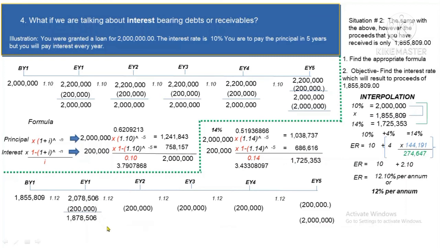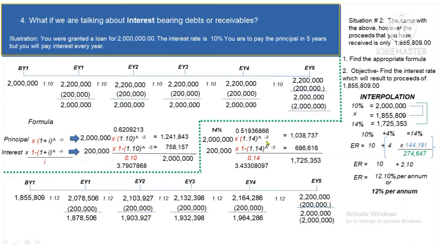1,878,506 times 1.12, you have 2,103,927 minus 200,000, you have 1,903,927 times 1.12, you have 2,132,398 minus 200,000, you have 1,932,398 times 1.12 again, you have 2,164,286 minus 200,000, you have 1,964,286 times 1.12, then you are going to get 2.2 million minus the last interest payment, you have 2 million, and minus the principal payment, of course it will become zero. That means the effective rate is really 12%.